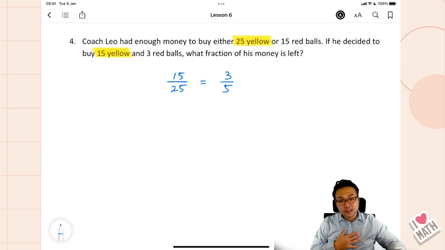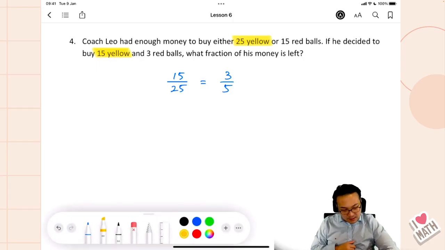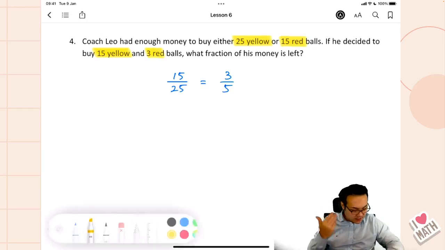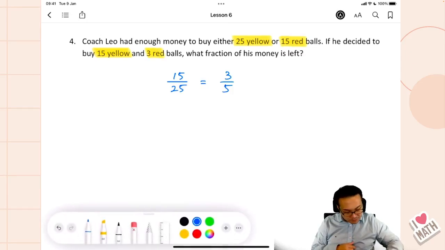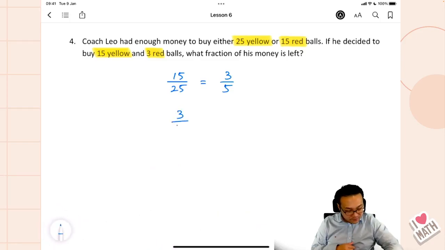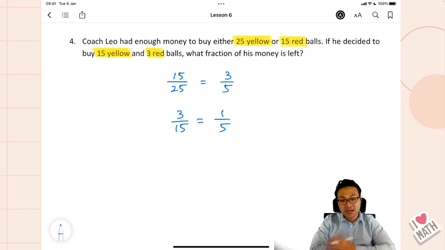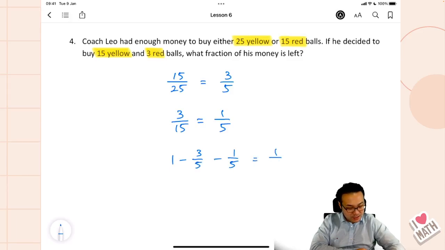Okay? And let's look at the other sentence. Actually, I can buy 15 red. But am I going to buy 15 red? No, I don't want so many. I only need to buy 3 red. So I decided to buy 3 red. So I bought 3 red out of 15. I could have bought 15, but I decided not to. I only bought 3. That means I spent 1 out of 5 of my money. Okay? How much money did I have left? Oh, easy lah. 1 whole minus 3/5 minus 1/5. That means I had only 1/5 of my money left. Done.